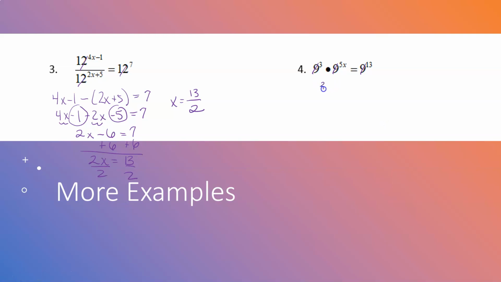So here I'm going to take 3 plus 5x equals 13. I'm going to subtract 3 from each side. I have 5x equals 10. And x is 10 divided by 5, which is 2.